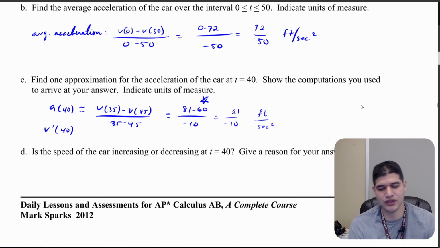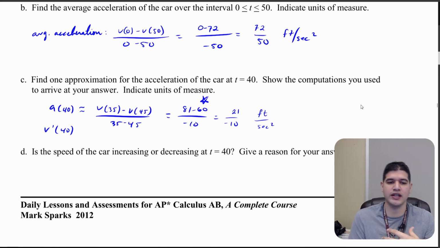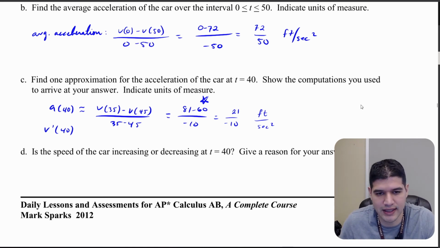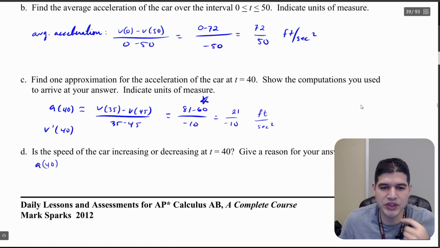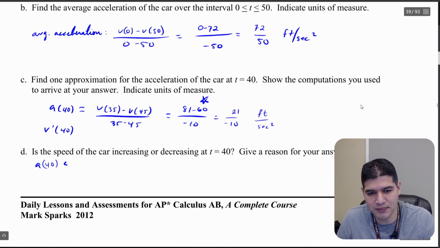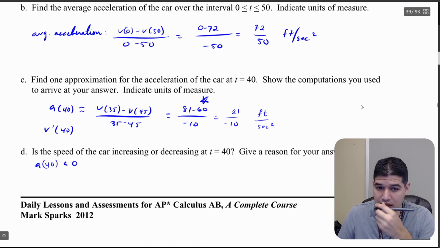So now we want to answer this final question. Is the speed of the car increasing or decreasing at time t equals 40 seconds? So again, we want to think about what is A of 40 and what is V of 40. Let's look at the signs here. A of 40 is, and we just want to think about the sign because that's negative 21 over 10, so that's going to be less than 0. That's going to be negative.